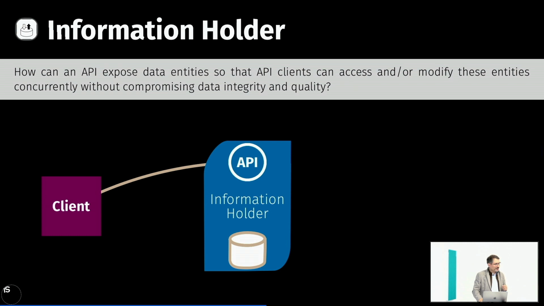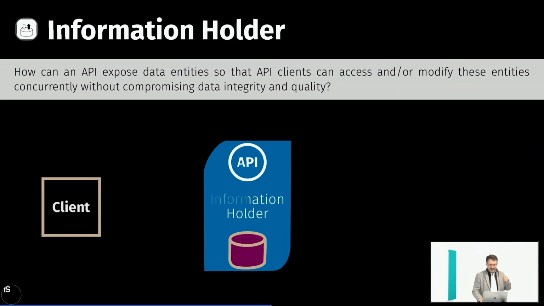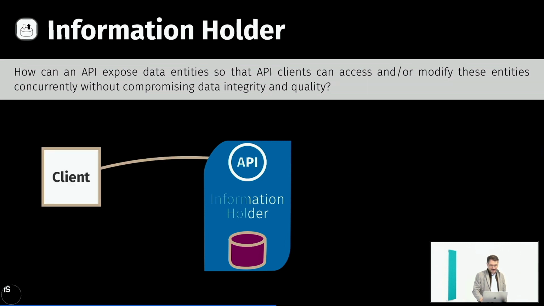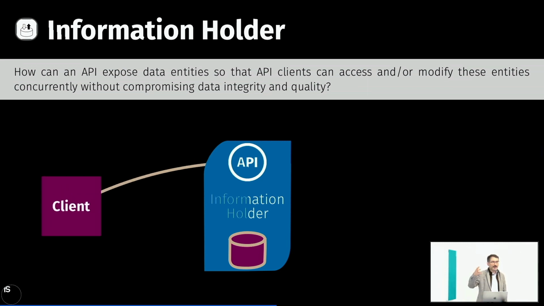Now, the other important pattern that I wanted to mention is the information holder. In this case, I'm interested to see how it's possible to use an API to not process something, but store information. So we have a client that asks the API, can you please hold information for me? And on the other side, later on, you can pick it out, or another client can come by and find it in the API. So that's another very important core functionality of an API.